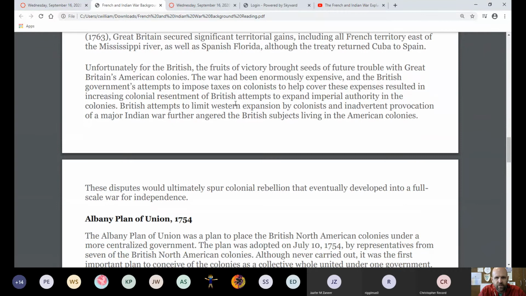Unfortunately for the British, the fruits of victory brought seeds of future trouble with Great Britain's American colonies. The war had been enormously expensive. Britain had borrowed hundreds of millions of pounds, okay? And the British government's attempts to impose taxes on colonists to help cover the expenses resulted in increased colonial resentment of British attempts to expand imperial authority in the colonies.